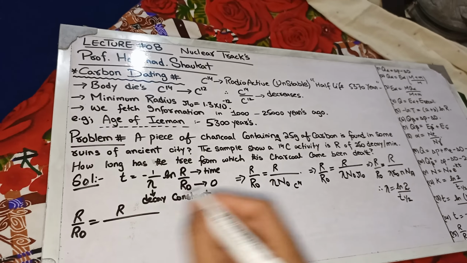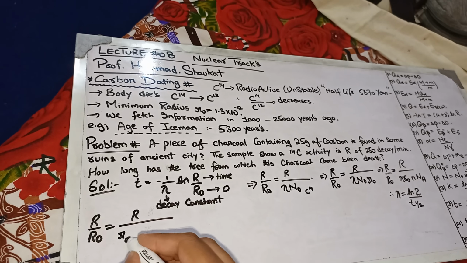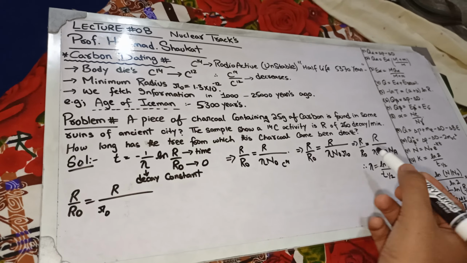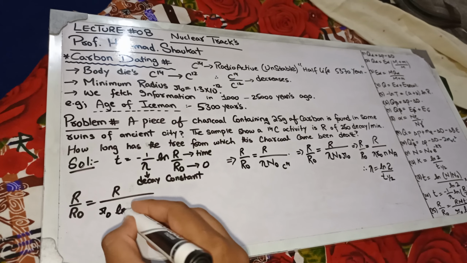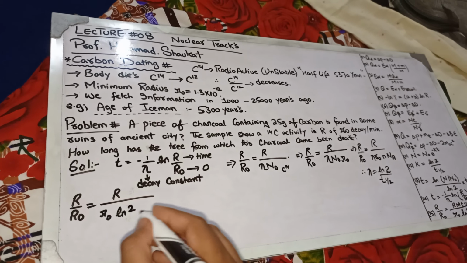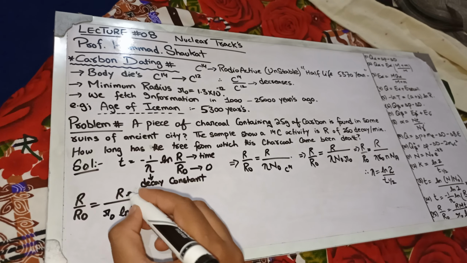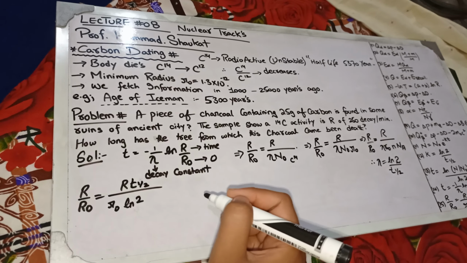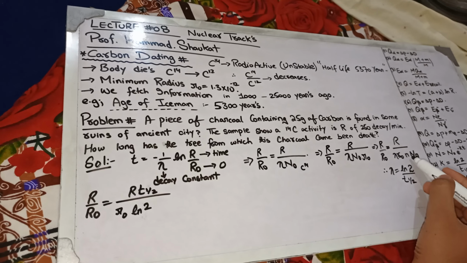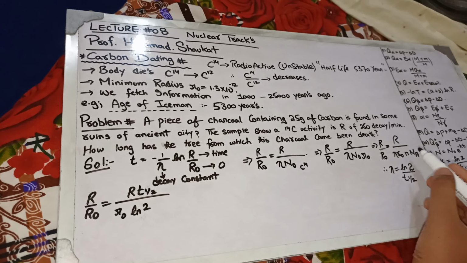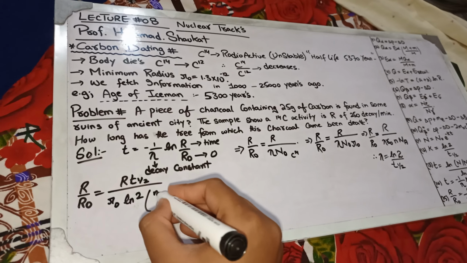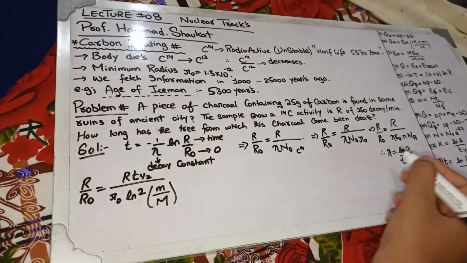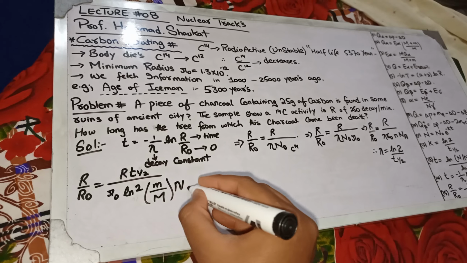Other things stay as they are, r naught as it is. Then put the value of lambda, which is the decay constant, ln of 2 divided by t power 1 by 2. It goes upside, so it becomes t 1 by 2. And this small n is the number of moles. Convert it into mass in gram, means small m divided by capital M, the molar mass. And this Avogadro's number as it is.